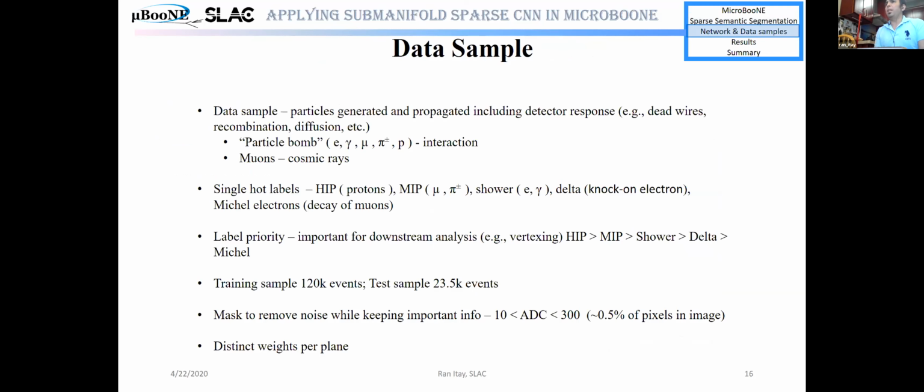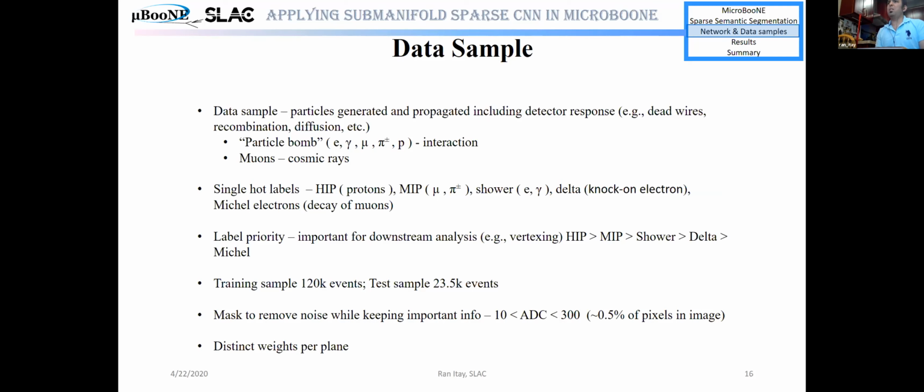The data sample that we used to train our network consists of particles generated and propagated in the detector, including all the detector response. So for example, dead wires, recombination, diffusion effects, etc. And we produce 2 types of particles. One is a particle bomb, which produces some multiplicity of electrons, gammas, muons, charged pions, and protons, to mimic the interaction itself. And then we throw in random numbers of muons to mimic cosmic rays, to make the image a little bit dirtier or a little bit harder to distinguish.